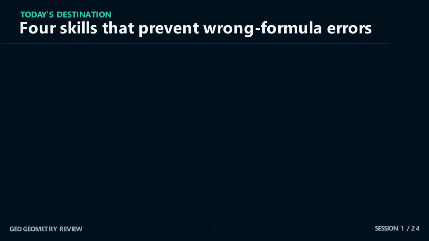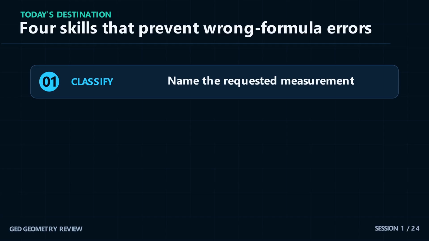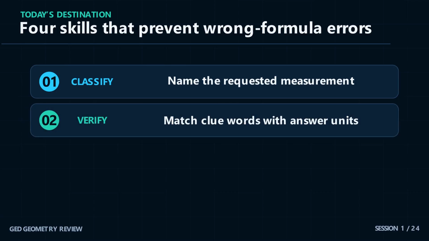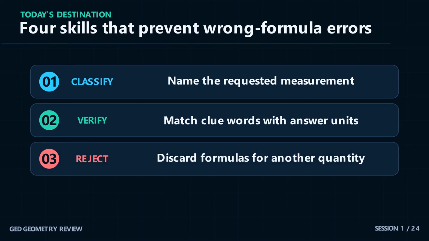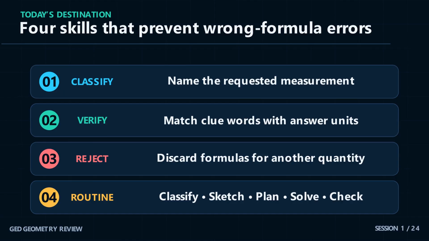By the end of this session, you will have 4 useful skills. First, you will classify the requested measurement: perimeter, area, volume, surface area, missing length, or angle measure. Second, you will match clue words with the expected answer unit. Third, you will reject formulas that calculate the wrong kind of measurement. Finally, you will use a 5-step routine. Classify, sketch, plan, solve, and check.